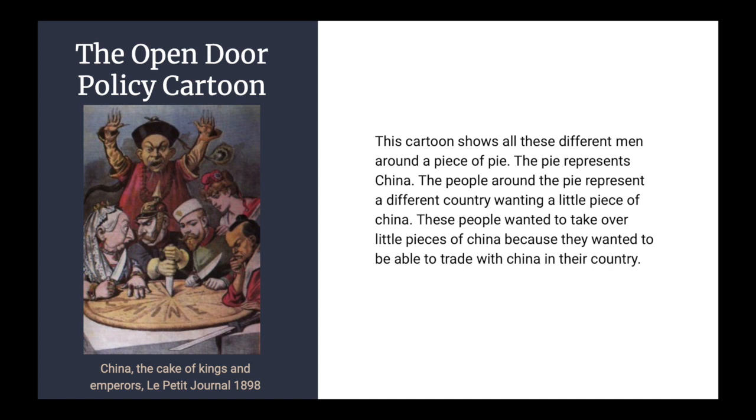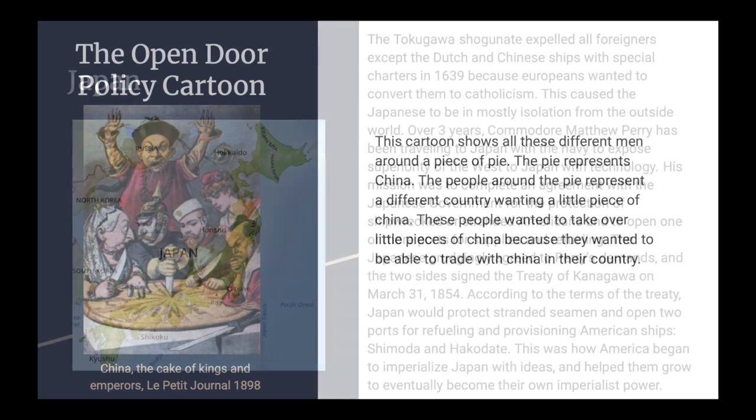The open door policy cartoon represents different countries around China. These different countries wanted to compete against pieces of China or territories of China because they wanted to be able to trade within their country.